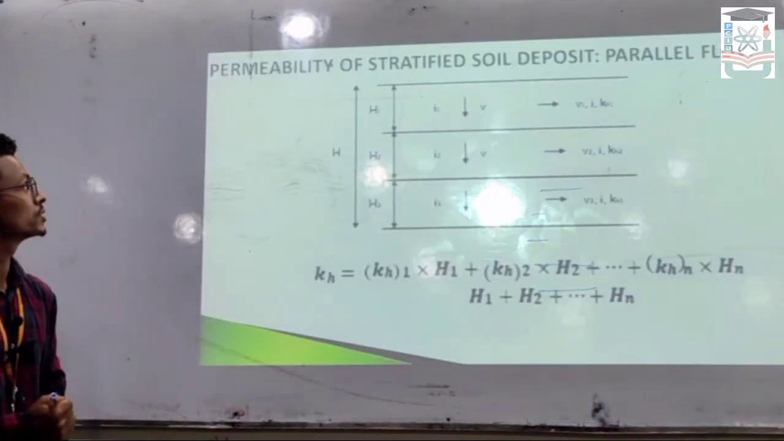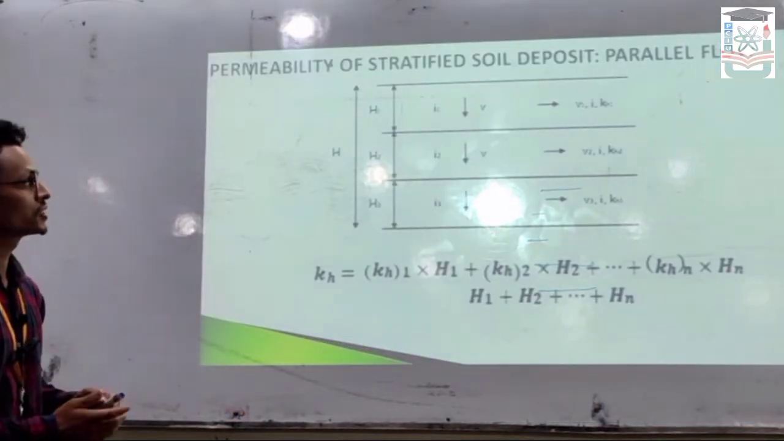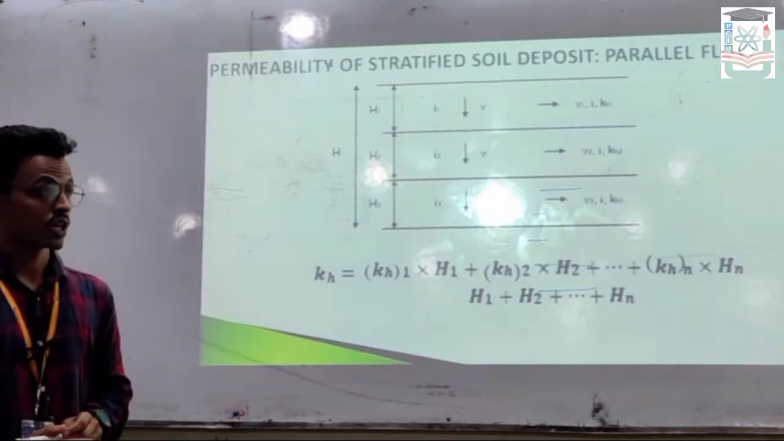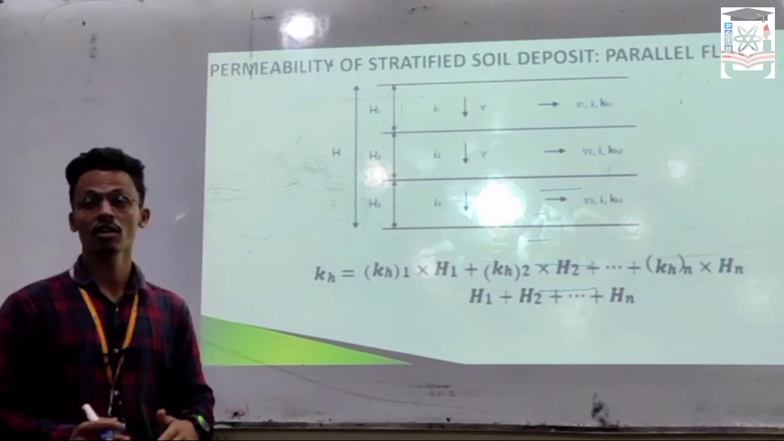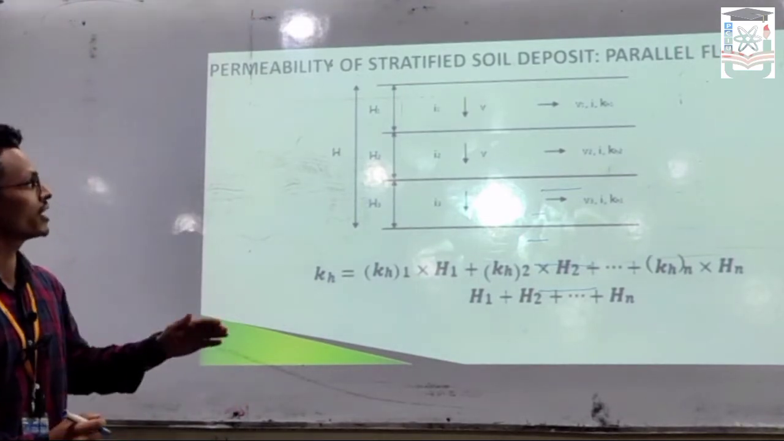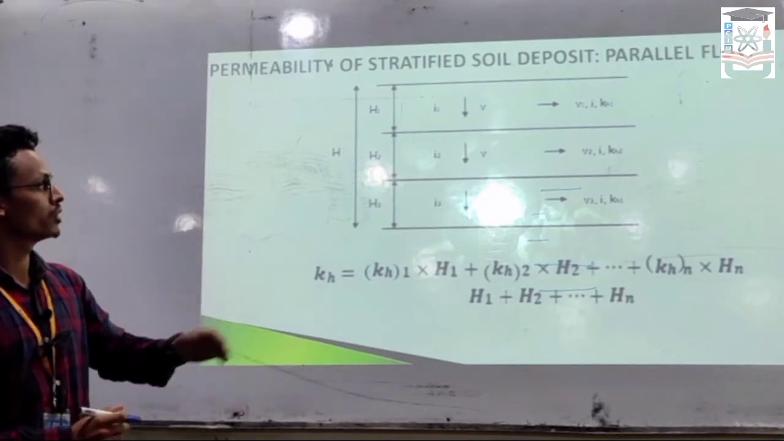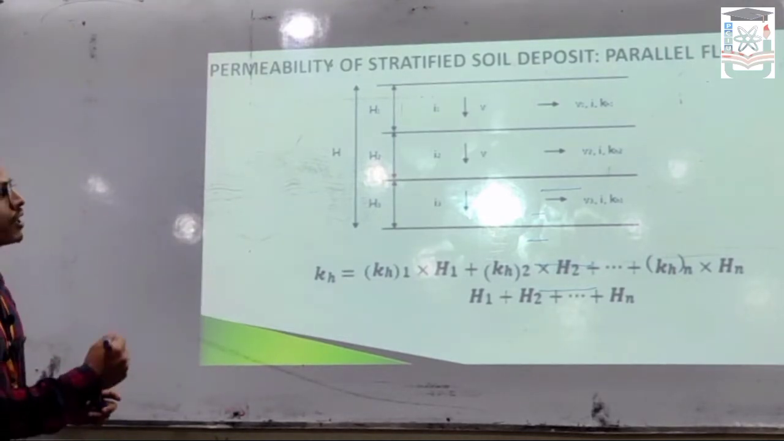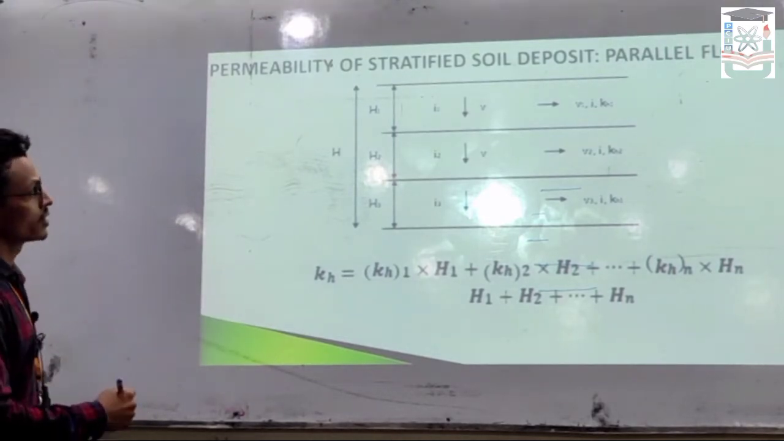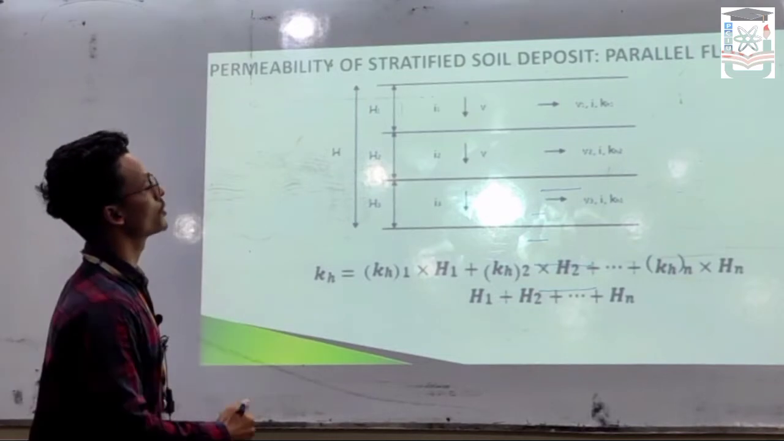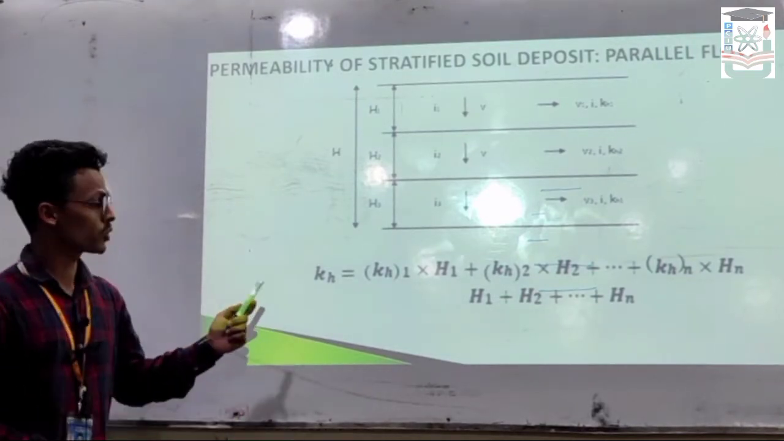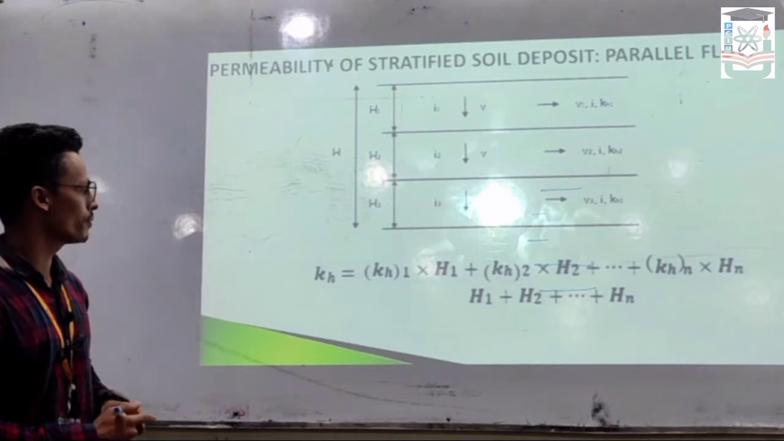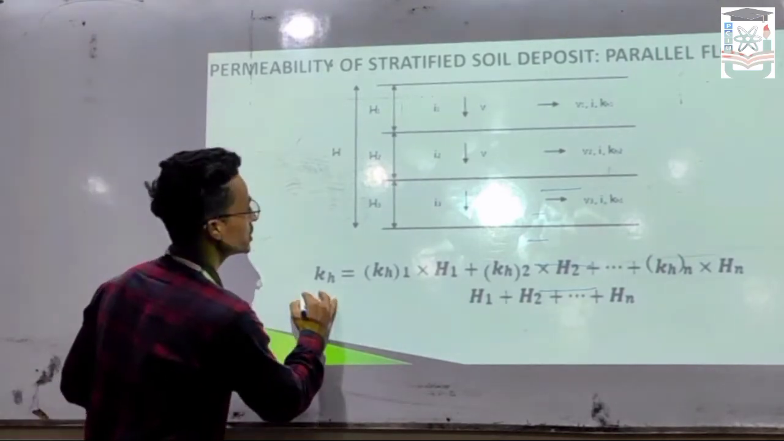Now I'd like to discuss the permeability of stratified soil deposits, parallel flow. We all know that soil can be arranged in different layers, vertically or horizontally. Here the flow can be parallel or perpendicular. If we want to identify the coefficient of permeability in parallel flow, then we have to use this equation.